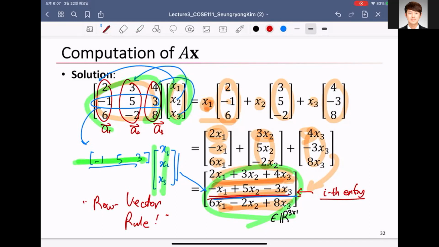Question. I have one question. You already know how to compute this one, right? Negative 1, 5, 3 times x1, x2, and x3. You can do this, right? Have you heard about the dot product? Please give me your opinions. If you multiply 1, 2, 3 with 4, 5, 6, vectors, then it's 1 times 4 plus 2 times 5 plus 3 times 6. You know that this gives the answer, right? Has anyone seen this computation for the first time?